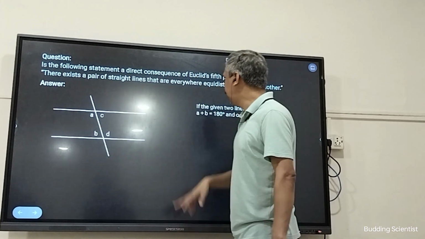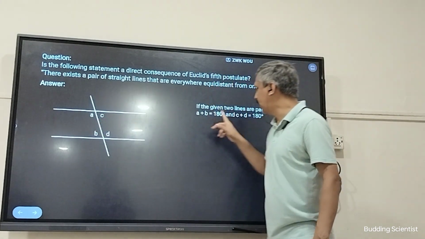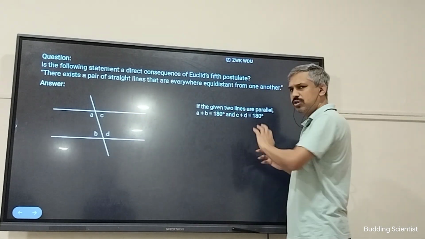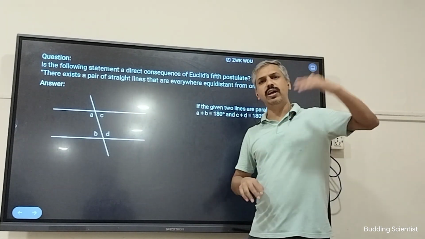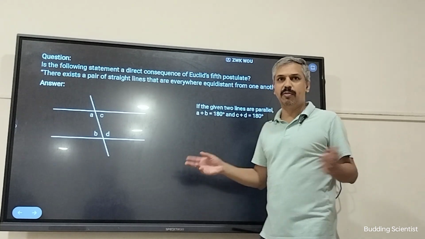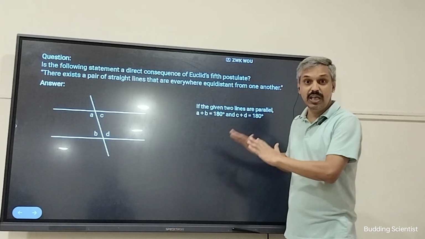We already know that if the lines are parallel, A plus B is equal to 180 degrees and C plus D is equal to 180 degrees. Again, 180 degrees is also something that Euclid did not know about because at that time the angle was not measured in degrees at all. So Euclid had no idea about what is 180 degrees. But we are saying what is our knowledge right now in these days.